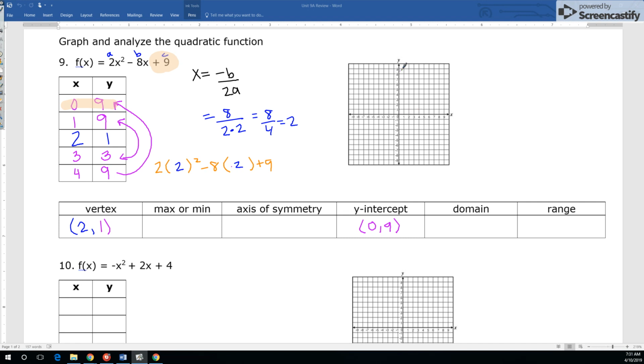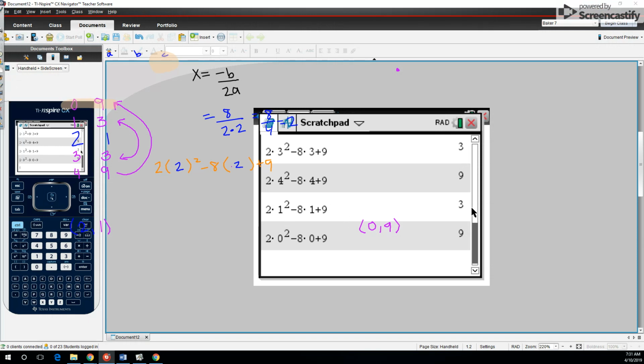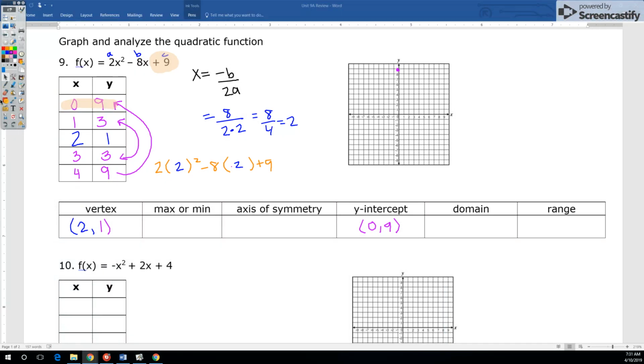So I'm going to graph all of this. 0, 9. Oopsies. That's a 3. Let me show you back in the calculator. See, 1 gave me 3. I don't know why I wrote that. Okay, 1, 3, 2, 1, 3, 3, 4, 9. Okay, connect this into a nice smooth parabola, not pointy or anything.